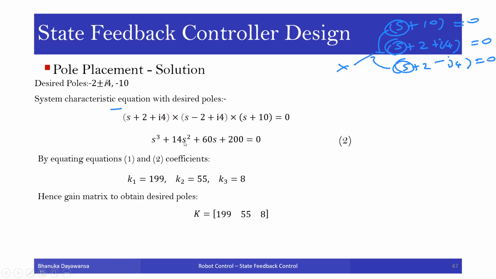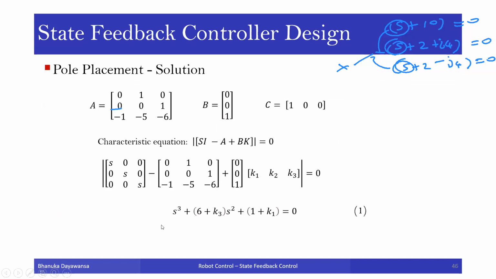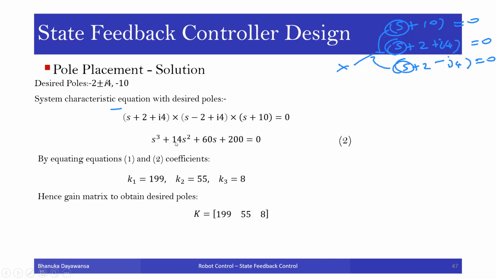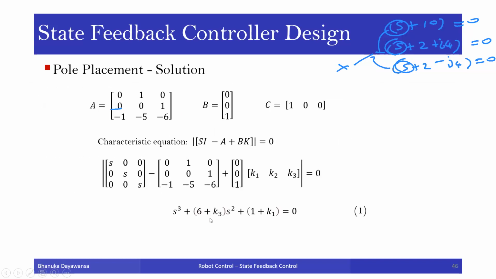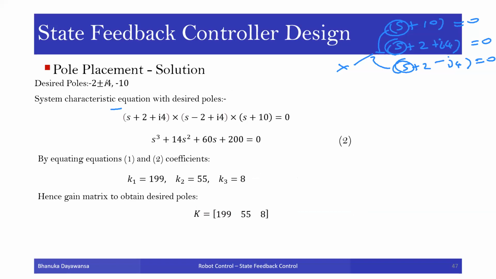So S cube is anyway 1 for both. For S squared, it's 14. To make it 14, you have to equate this to 6 plus K3. So 6 plus K3 is equal to 14. What is K3? K3 equals 14 minus 6, that is 8. Right? K3 is 8. Similarly, you can do the coefficient comparison and find out K1, K2, K3 values.